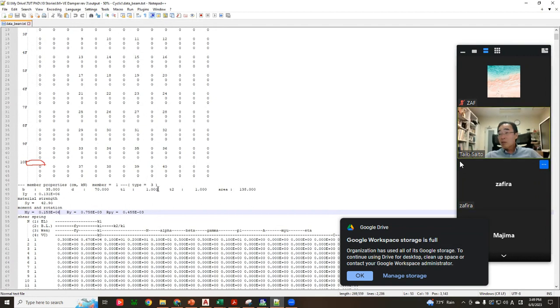But do you know how? From Stereo 3D, Sensei? Yeah, but in Stereo 3D, how does Stereo 3D calculate this one? M1. I'm not sure, Sensei. It's just a steel beam, right? Yes. I-shape. Technical manual of Stereo 3D.